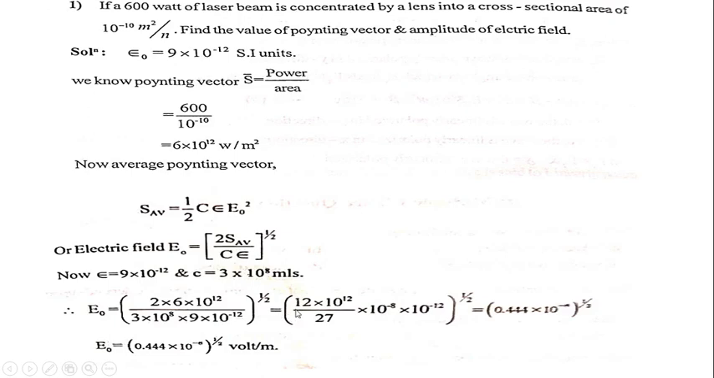So equal to, after multiplication we get 12 into 10 raised to 12 upon 27 into 10 raised to minus 8 into 10 raised to minus 12 bracket raised to half equal to 0.444 into 10 raised to minus 6 bracket raised to half. So E0 equal to 0.44 into 10 raised to minus 6 bracket raised to half volt per meter.